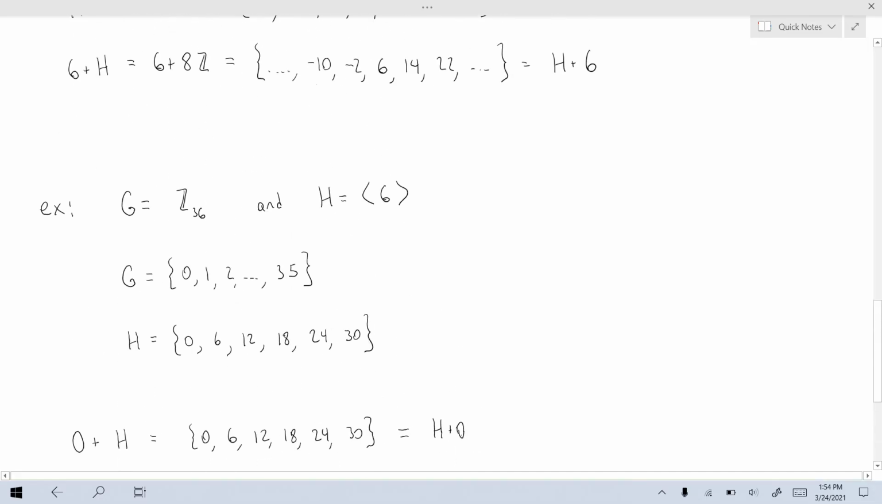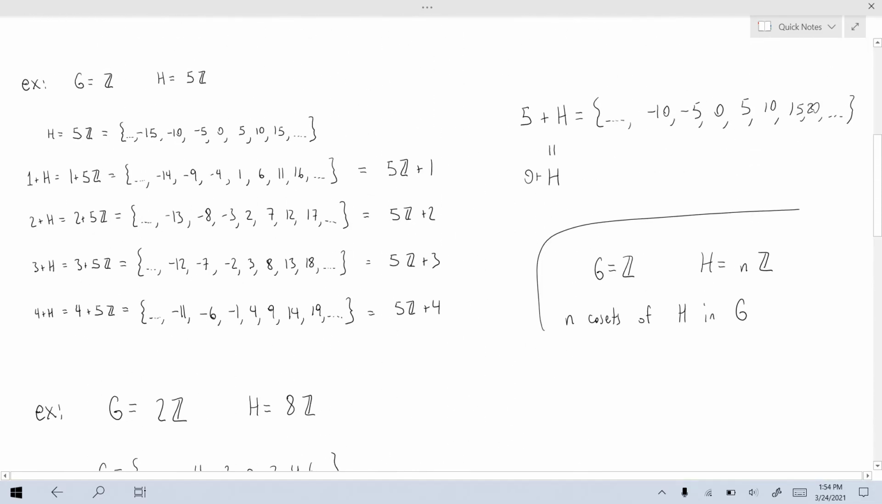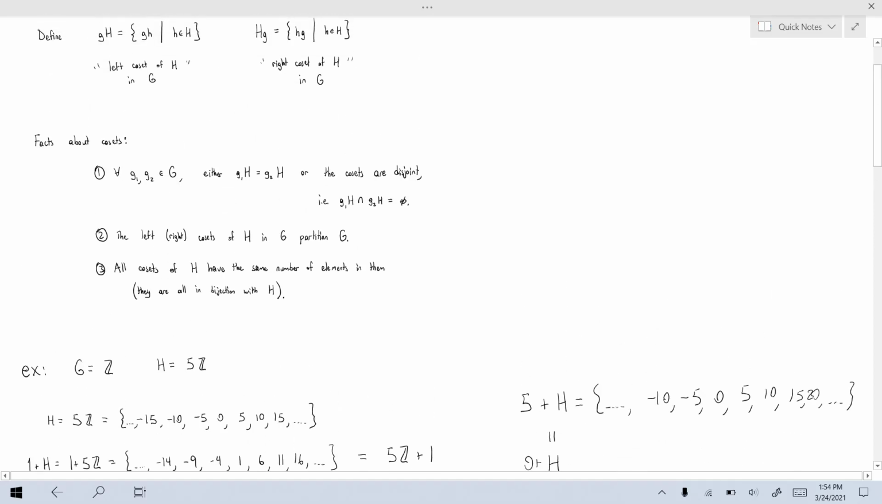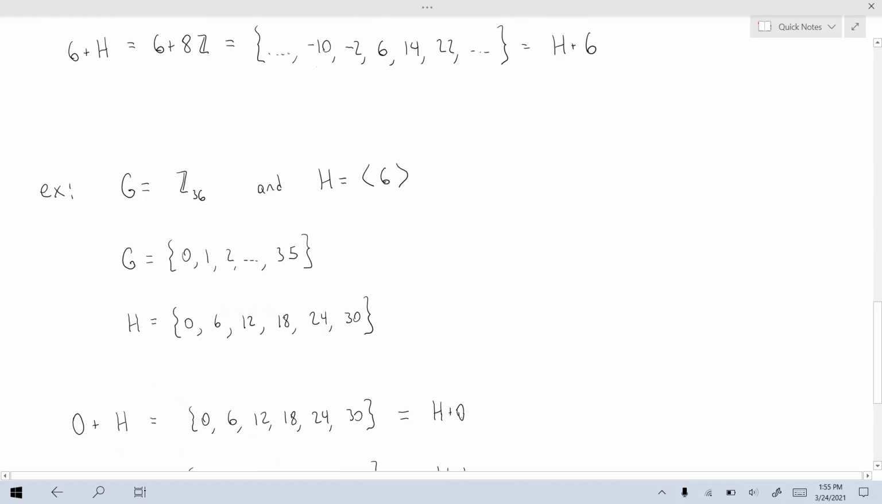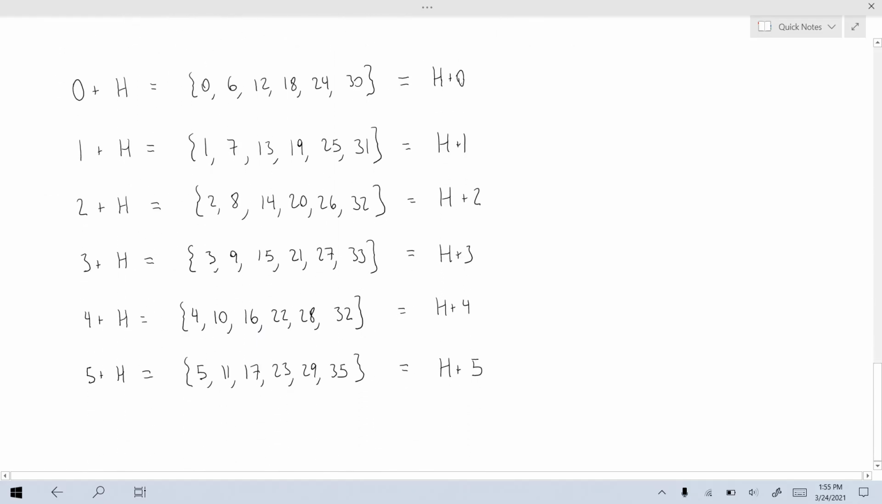There's one other fact that I mentioned at the beginning that I want to highlight. So I mentioned that all of the cosets of H should have the same number of elements in them. You can see that clearly in this example here. Every coset of H has 6 elements in it, coinciding with the number of elements in H, which I guess happens because H itself is a coset. Okay?